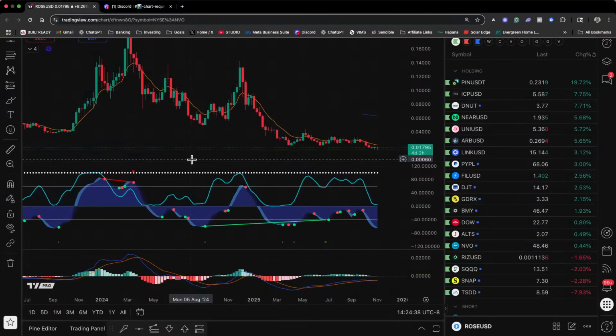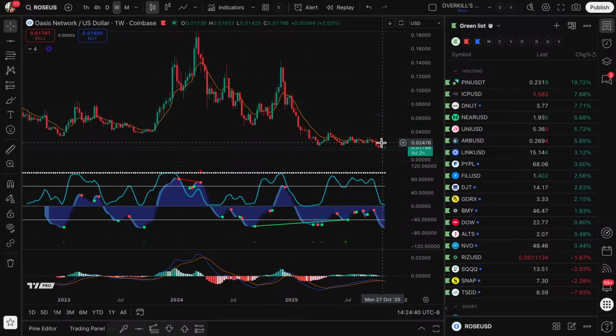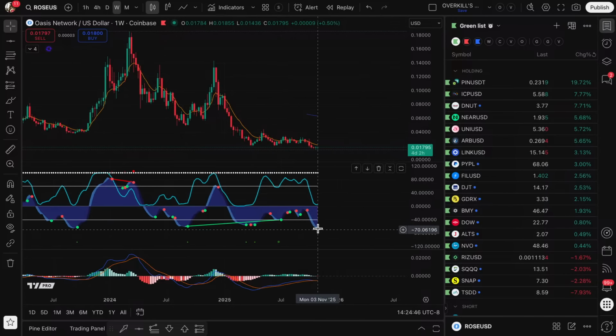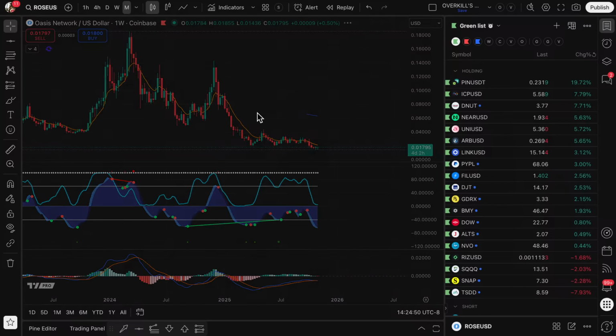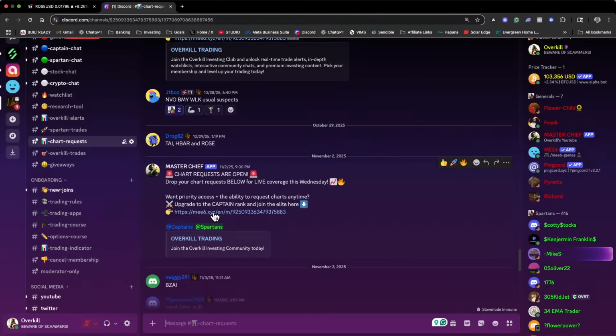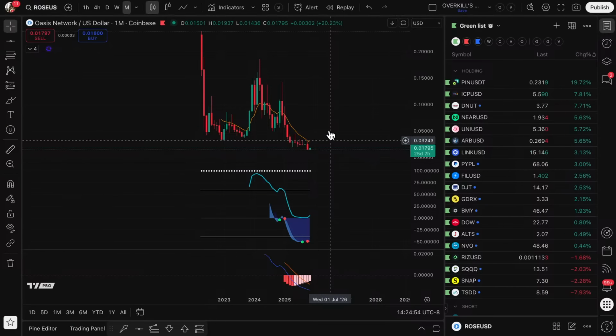Sideways isn't necessarily a bad thing. That's just consolidation. We're not going up, we're not going down, we're just kind of ranging. What I'd watch for on ROSE is the green dot there on the weekly and the monthly. That's where I'd be looking to add. That's trying to bottom right there at around a penny.